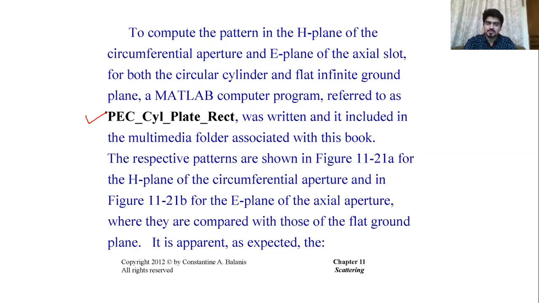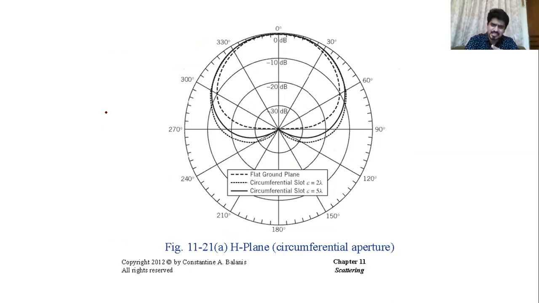The codes are given: PEC, cylindrical, plate, rectangular, and you can run that as well in order to plot your far field for this kind of structures. So you can see that when you have a perfect electrical conductor flat surface, then you don't have any kind of radiation on the back side for this circumferential aperture in the H plane, which is nothing but a horizontal plane. And if you remember, for circumferential aperture in the H plane, your E vector is parallel to edges of the aperture.